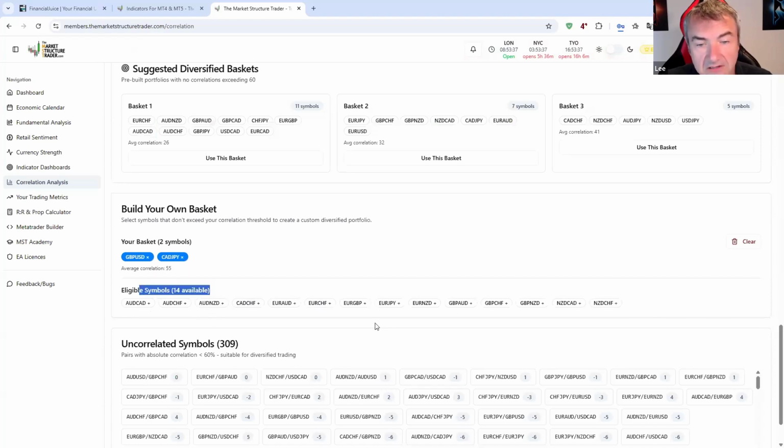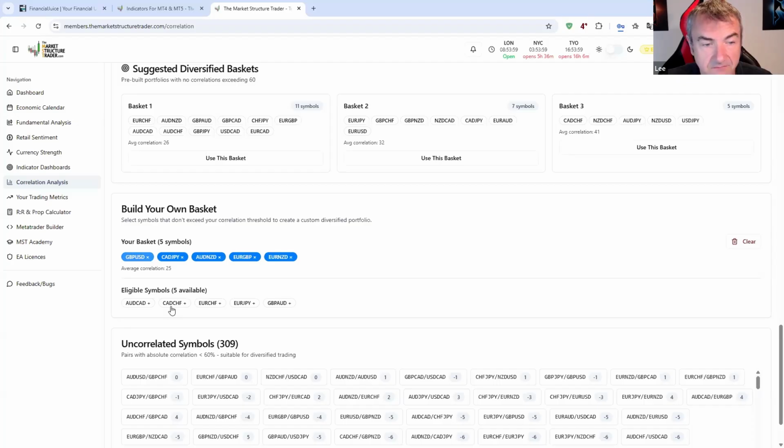I'm going to trade the Aussie New Zealand. I want some euro pound, so that gives me a little bit of euro exposure. Probably want a little bit more euro exposure, so I'll go euro New Zealand as well. Now it's saying I can't trade any more than these 5 with these 5. So we go CAD Swiss, Aussie CAD, pound odd.